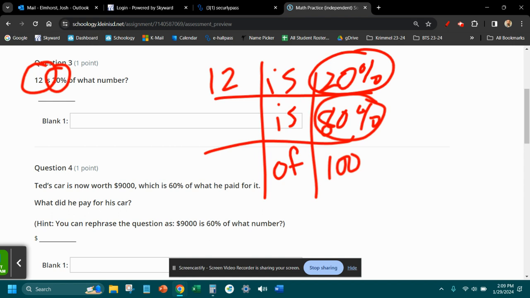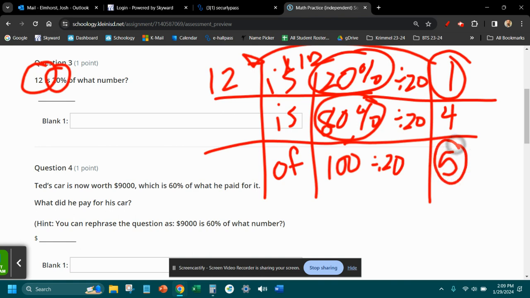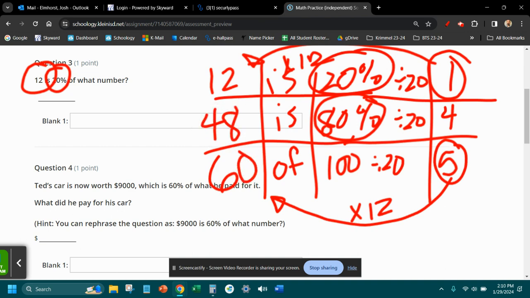20 does not work with 12, but each one of these can be divided by 20. So we simplify. 20 divided by 20 is 1, 80 divided by 20 is 4, and 100 divided by 20 is 5. Now we go back the other way. Times 12. And 12 is 20% out of what number?